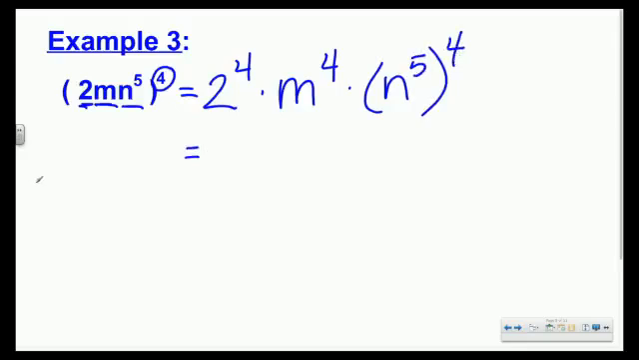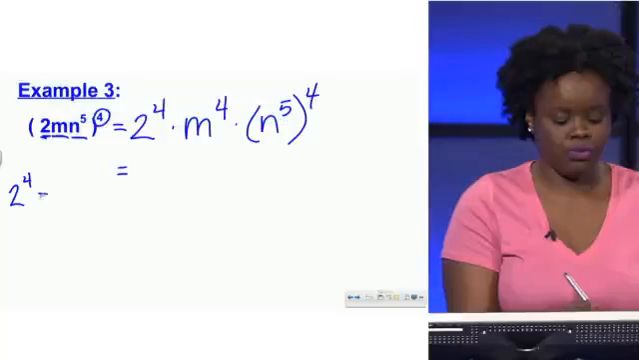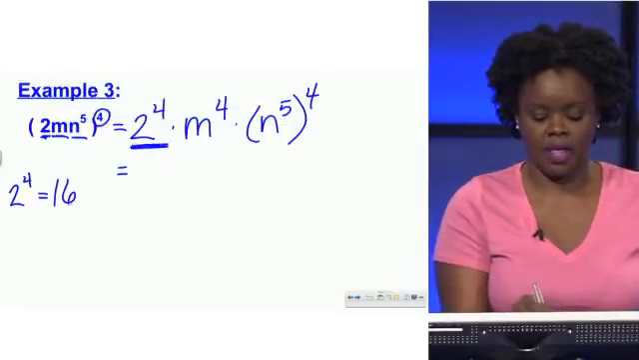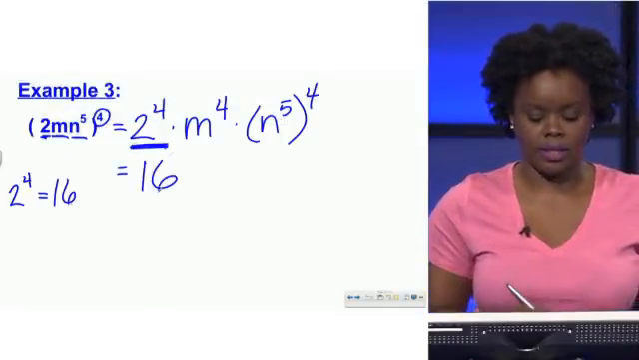Okay, so I'm coming off to the side. 2 to the 4th. That's 2 times 2 times 2 times 2, right? So 2 times 2 is 4. 4 times 2 is 8. 8 times 2 is 16. Okay, so I've simplified that part to 16.